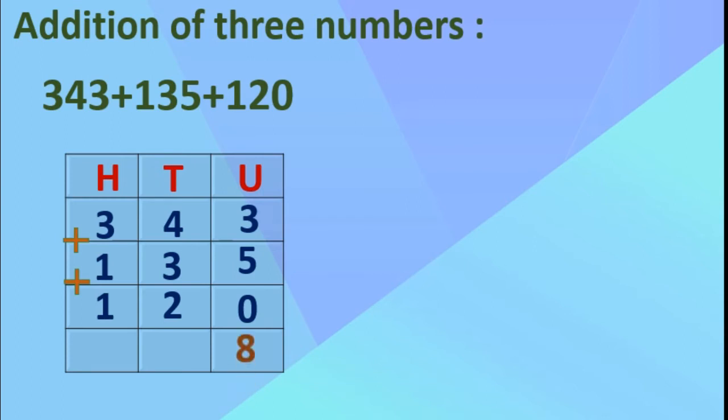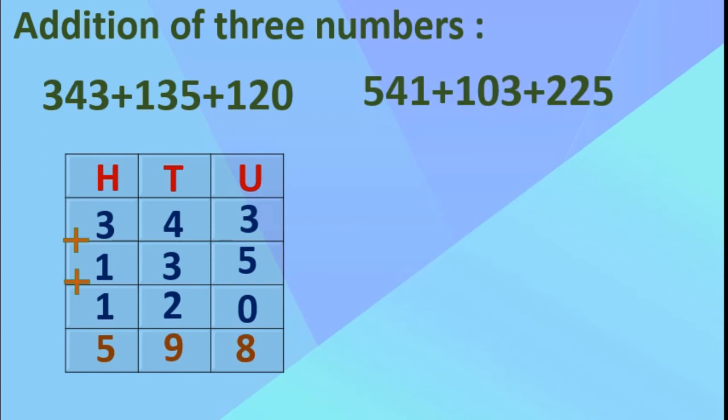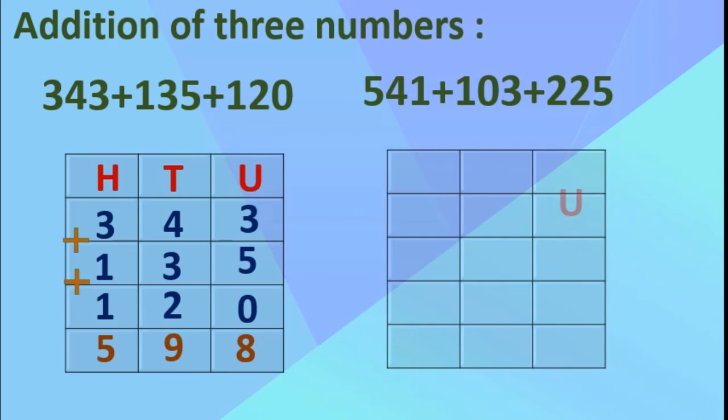3 plus 5, 8. 4 plus 3 plus 2 is 9. 3 plus 1 plus 1 is 5. Okay. This is called vertical arrangement.